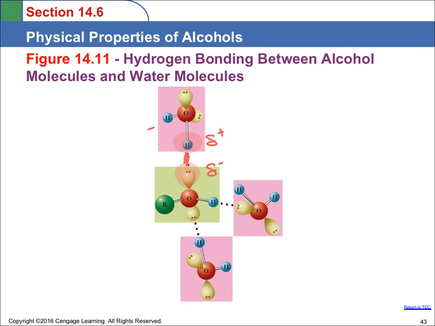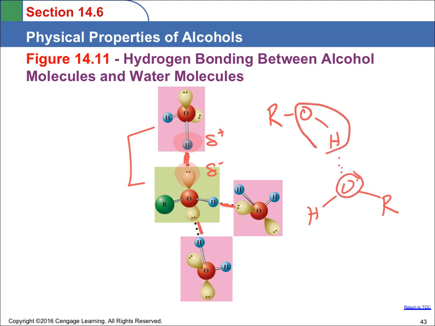So here's an example of hydrogen bonding between water and an alcohol. Here's another hydrogen bond between water and alcohol. Here's another one down here. You can also have the alcohol hydrogen bond to itself. Anytime you have two molecules where one molecule has an oxygen and the other molecule has a hydrogen attached to an oxygen, you will have this hydrogen bonding.